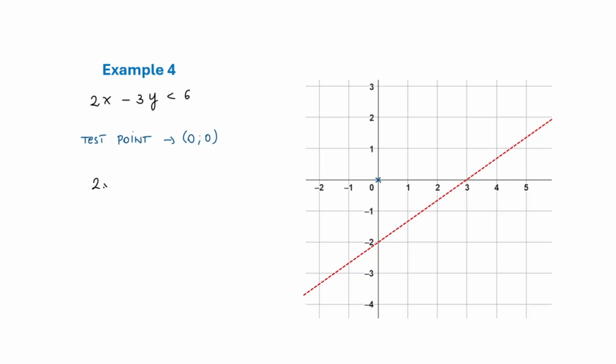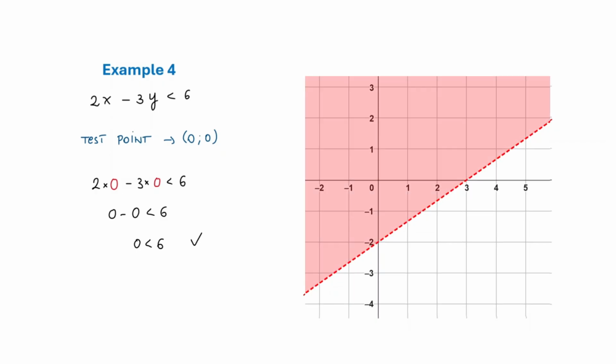This gives 2 times 0 minus 3 times 0 is less than 6. So we get 0 is less than 6. This is true. So the region containing (0, 0) is part of the solution. That means we shade that region, and this is the graph of 2x minus 3y is less than 6.